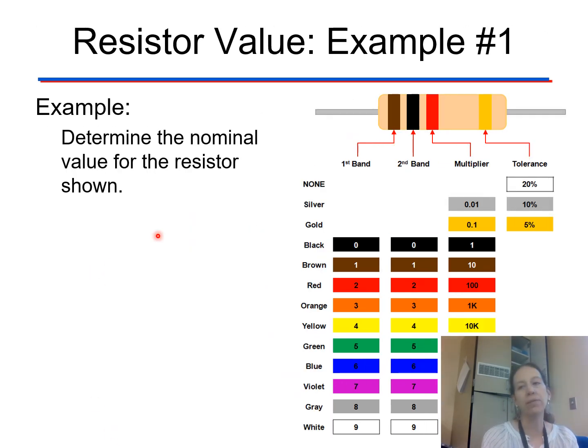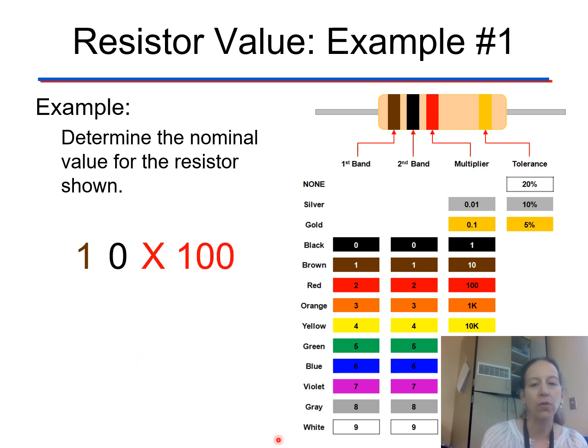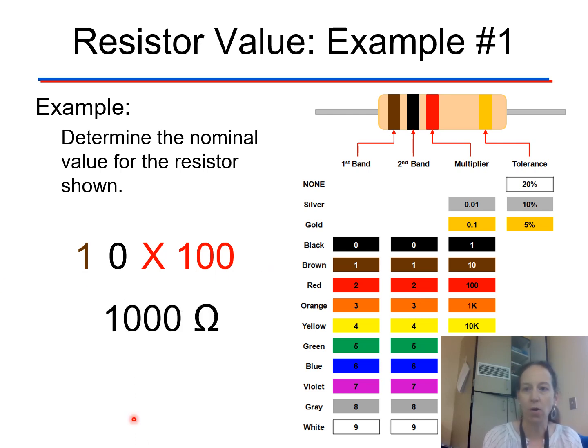All right, so we have some examples here. Determine the nominal value for the resistor shown. We look at the first digit, the first color band, which is brown, and that corresponds to a 1. The second band is black, which corresponds to a 0. Then we look at our multiplier. The multiplier is this red color, and when we look up red, it means we're multiplying by 100. So we have 10 times 100, which is 1,000 ohms.